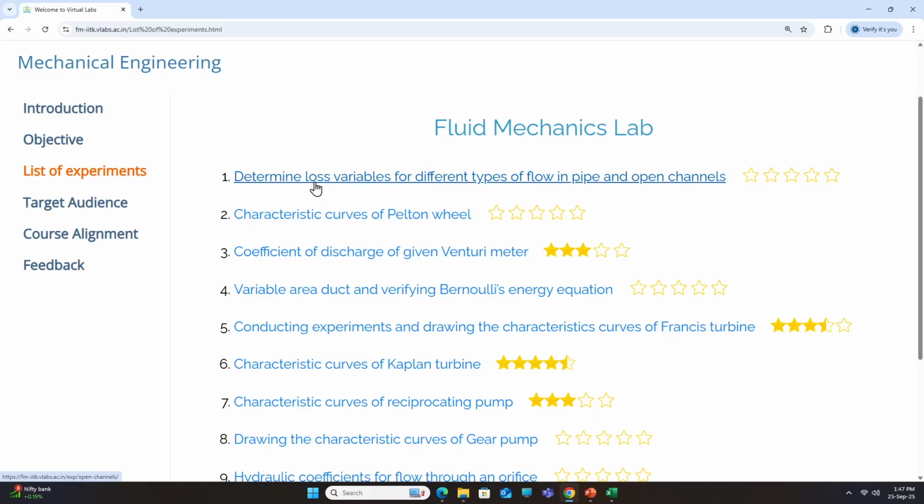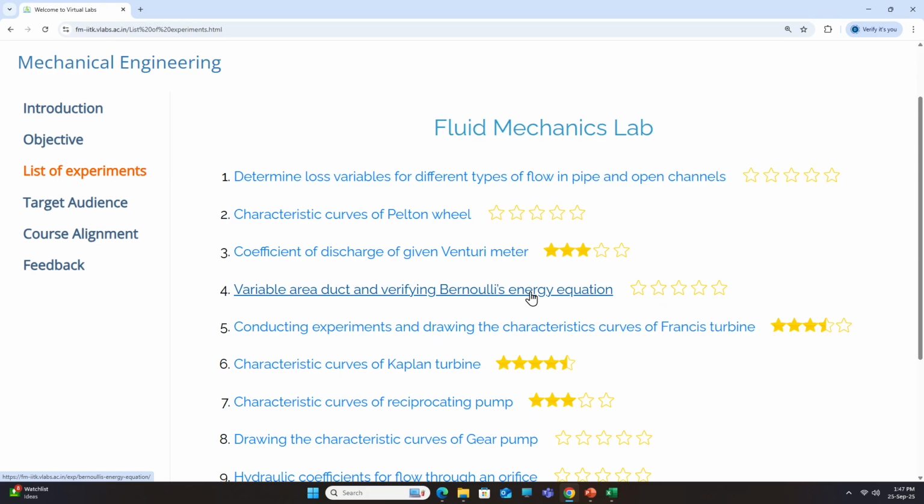Welcome to the second part of the virtual laboratory demonstration on fluid mechanics. We have seen the laboratory demonstration in the virtual mode in the first two experiments in the previous lecture, where we talked about determining the loss variables for different types of flow in pipes and open channels. That is, we talked about the Reynolds number determination to find the behavior or the types of the flow. Then also we talked about variable area duct verifying Bernoulli's energy equation. These were a few experiments which were on the theory of fluid mechanics.